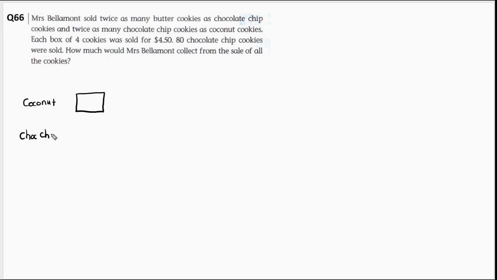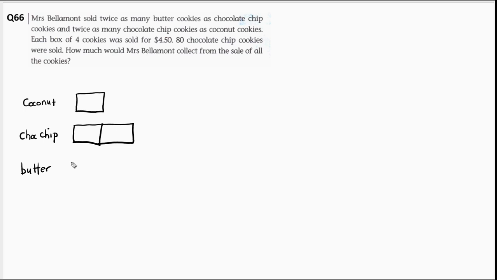The next would come the chocolate chip. Look, I'm trying to be a little bit neater. How do they compare? It's the second bit of information I'm given, but I've said I want to start with these. So twice as many chocolate chip as coconut. So I'm going to do 2 of these bars for the chocolate chip. And then lastly, I have the butter, even though they were mentioned first.